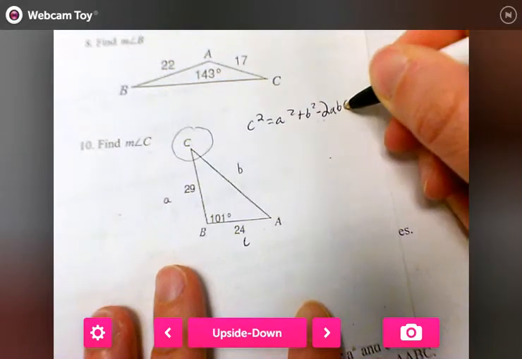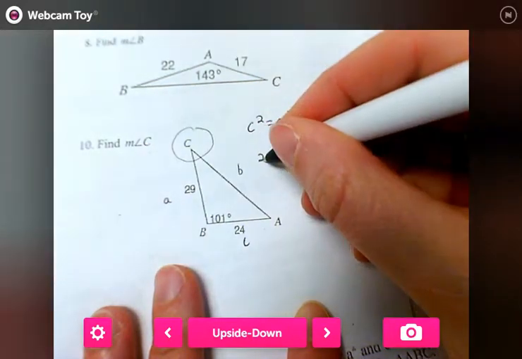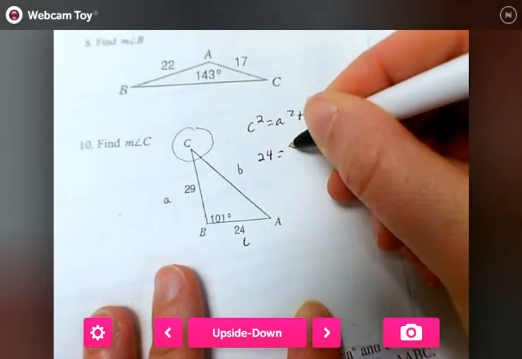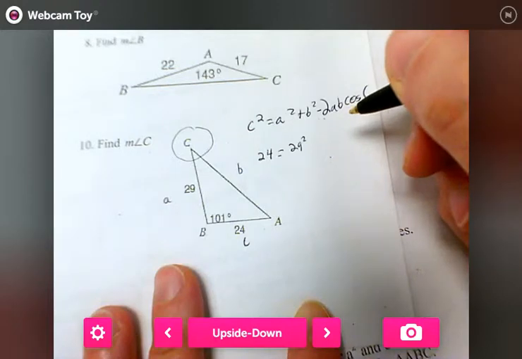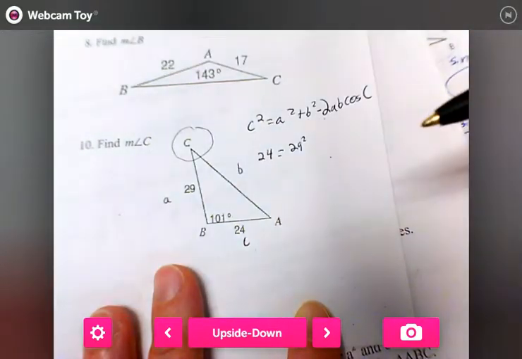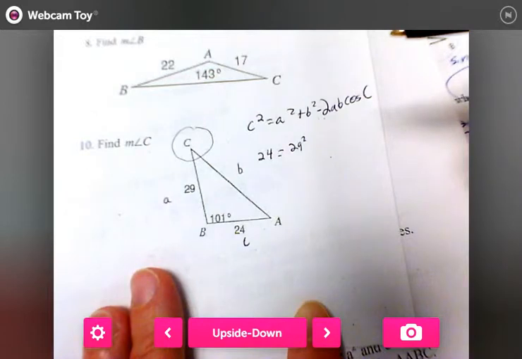Minus 2ab cosine c. That's what I'm going to plug everything into. 24 equals 29 squared. Uh-oh, I don't know what b is. So I actually first have to figure out what b is.